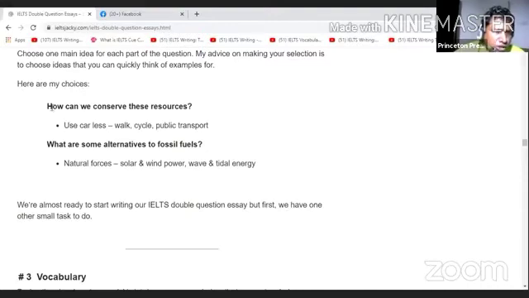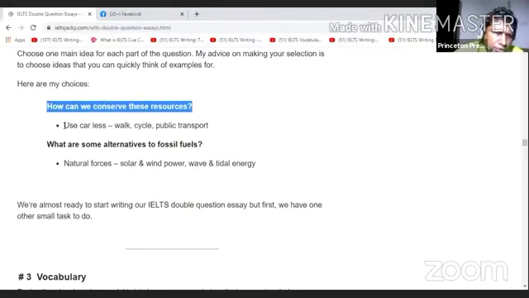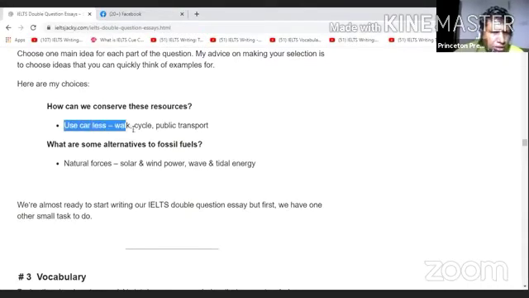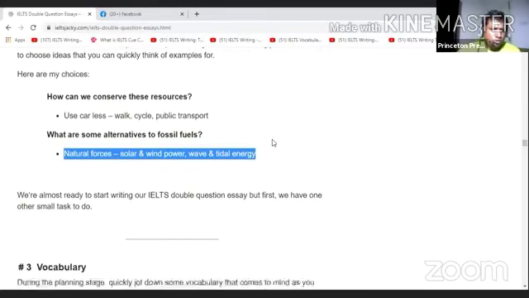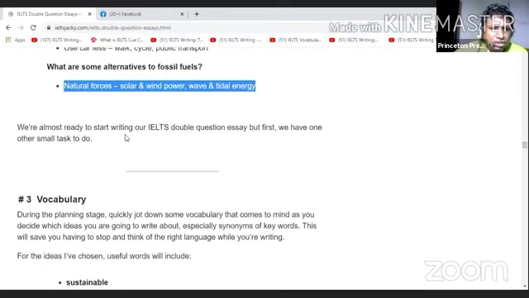Here are my choices. How can we conserve these resources? Use cars less: walk, cycle, use public transport. What are the alternatives to fossil fuels? This person is thinking of natural forces: solar and wind power, wave and tidal together, as a whole. You're almost ready to start writing our IELTS double question essay.